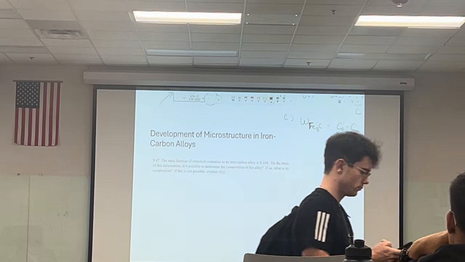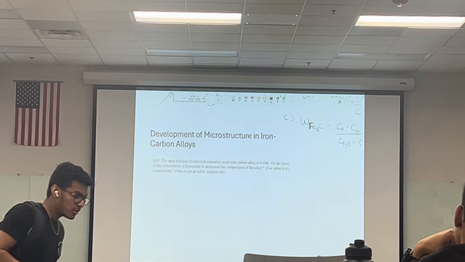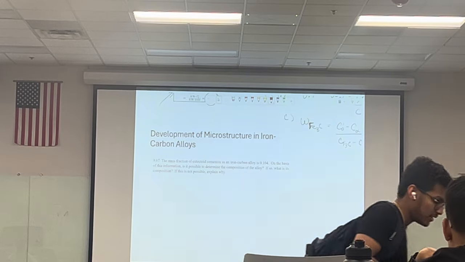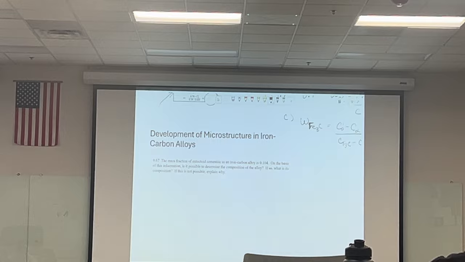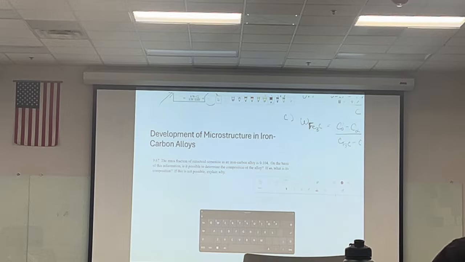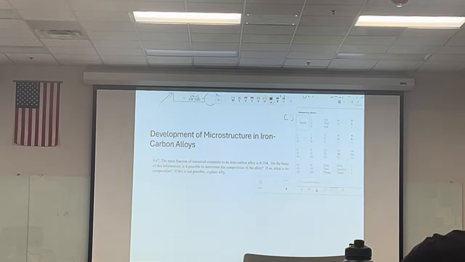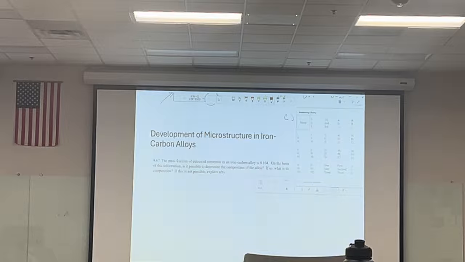So it's kind of long. The problem is asking whether or not it's possible to determine the composition of this iron-carbon alloy. For the mass fraction of eutectoid cementite, you'll see it as 0.104. And if it is possible, it wants us to calculate it. Based on this problem, it is possible to determine the alloy composition. And apparently there are two possible answers.